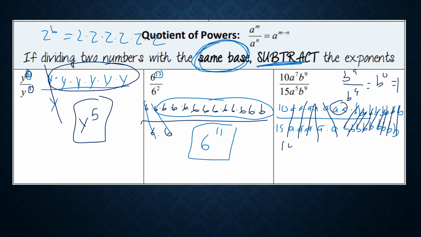So we're left with 10 over 15. That a was in our numerator, so it's going to stay in the numerator. So it's going to be a squared. Again, look, 7 minus 5 is 2. The one last thing we have to do there is we do need to simplify that 10 over 15. So I know that I can divide 10 by 5 and 15 by 5. So our final answer is here, 2a squared over 3.